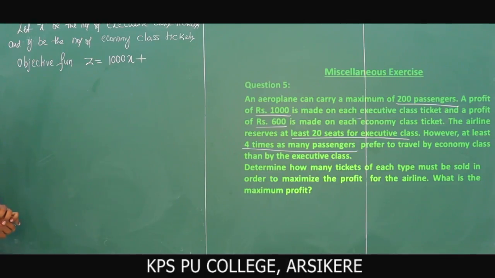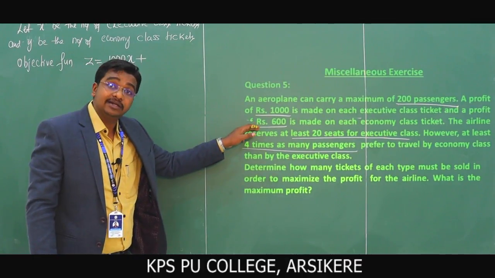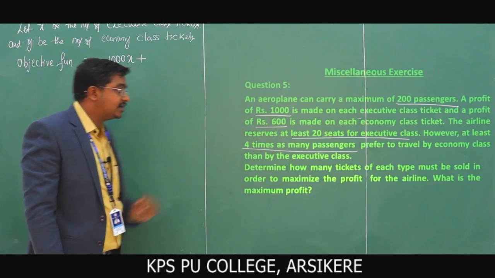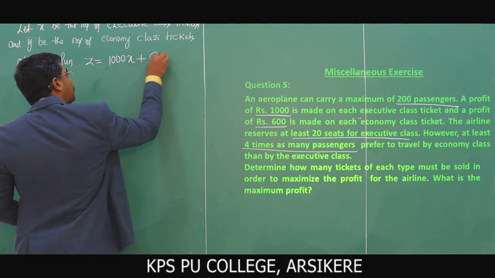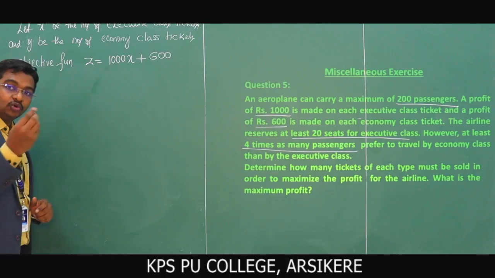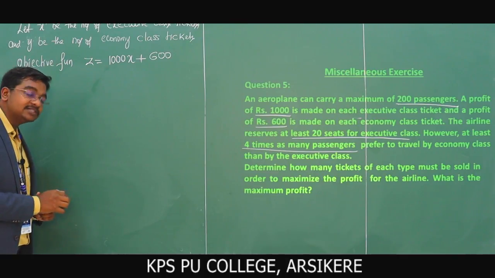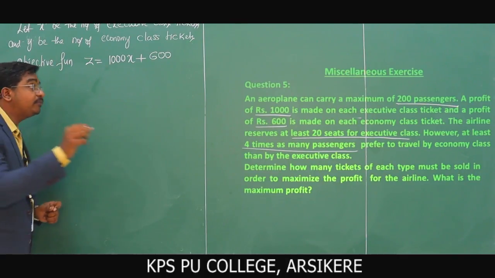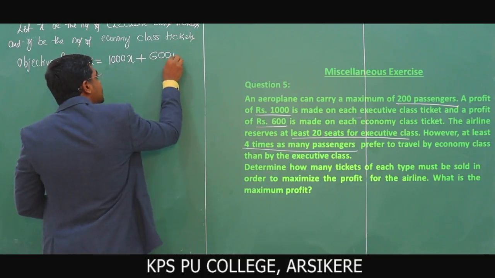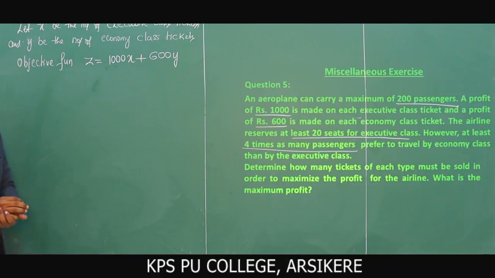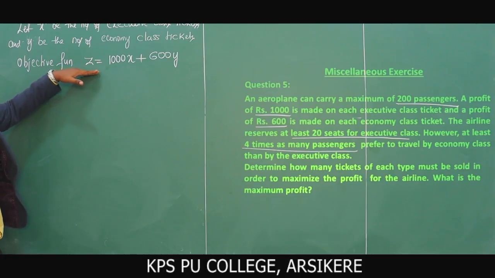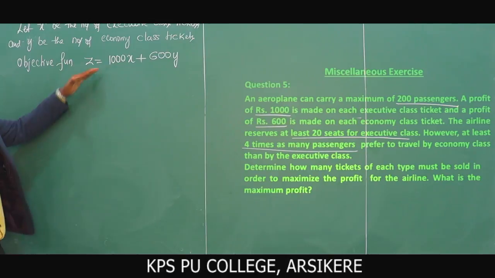Similarly, from one economy class ticket you obtain a profit of rupees 600. For 2 tickets 600 into 2, for 3 tickets 600 into 3. Similarly for y number of economy class tickets, that becomes 600 into y. This is our objective function. Clear? So the objective function is z is equal to 1000x plus 600y.